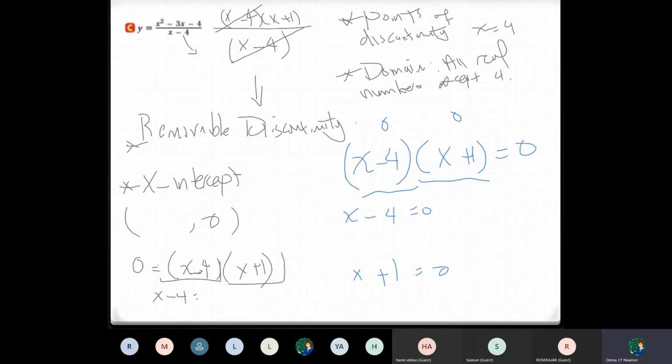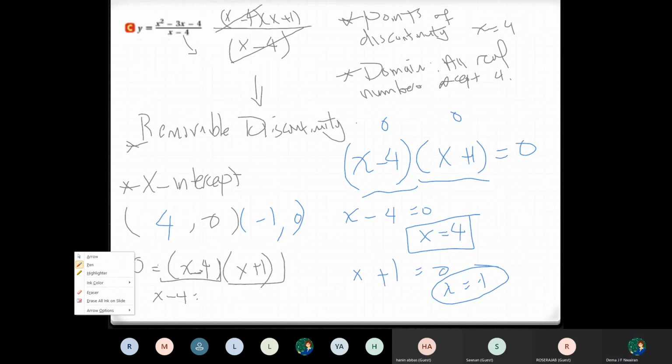x minus 4 equals 0, so x equals 4. And x plus 1 equals 0, so x here will be what? -1. So the x-intercept has 2 points: at point (4, 0) and at point (-1, 0).